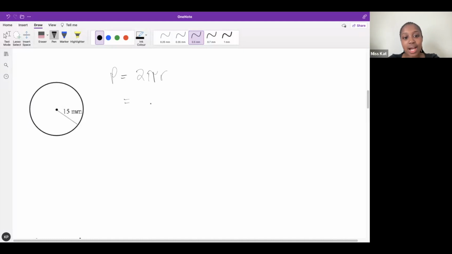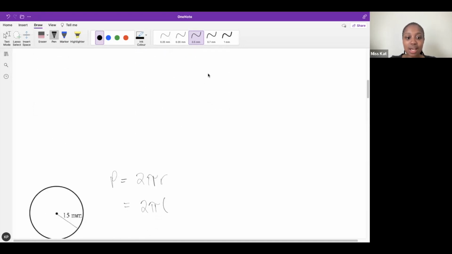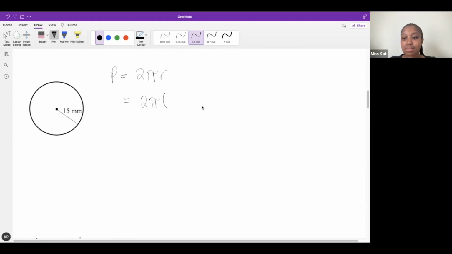Okay. Now, guys, we can say 2, and we're using the pi on our calculators. How long is the radius, guys? You can either first convert it, because remember, we asked for centimeters. So you can either first convert the radius, or we can use it as millimeters and convert the final answer. So the radius is 15 millimeters.